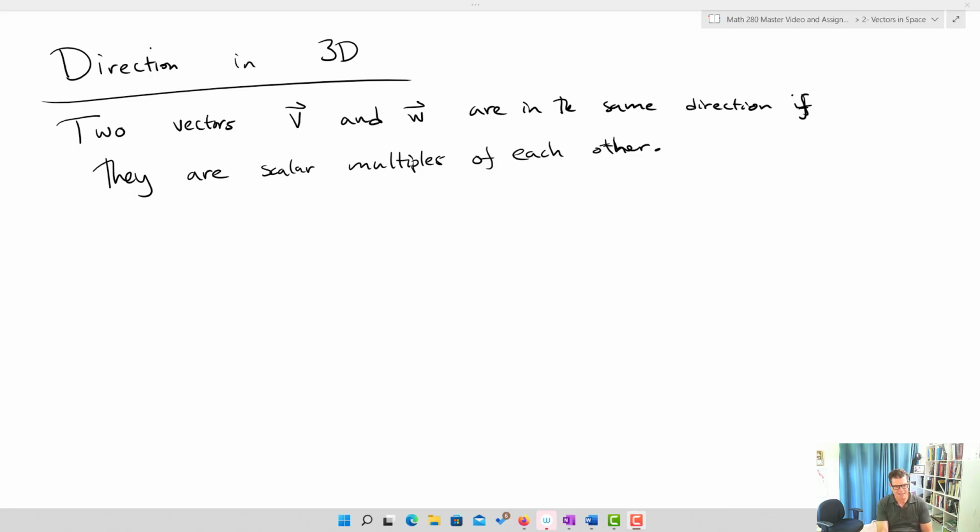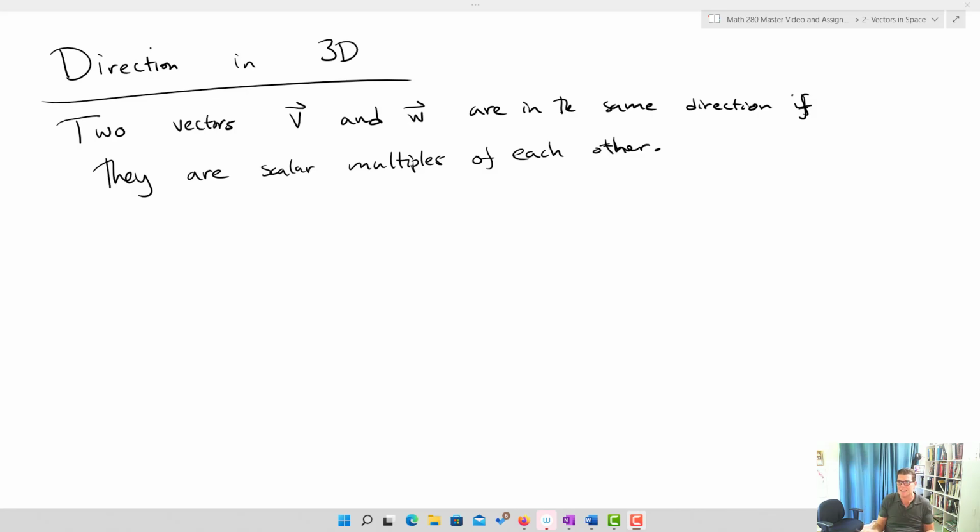This makes sense because what it means for two vectors to be scalar multiples is that the first vector is either the second vector or the second vector stretched or compressed, made smaller. It's either stretched or made smaller, and so consequently they've got to be in the same direction.